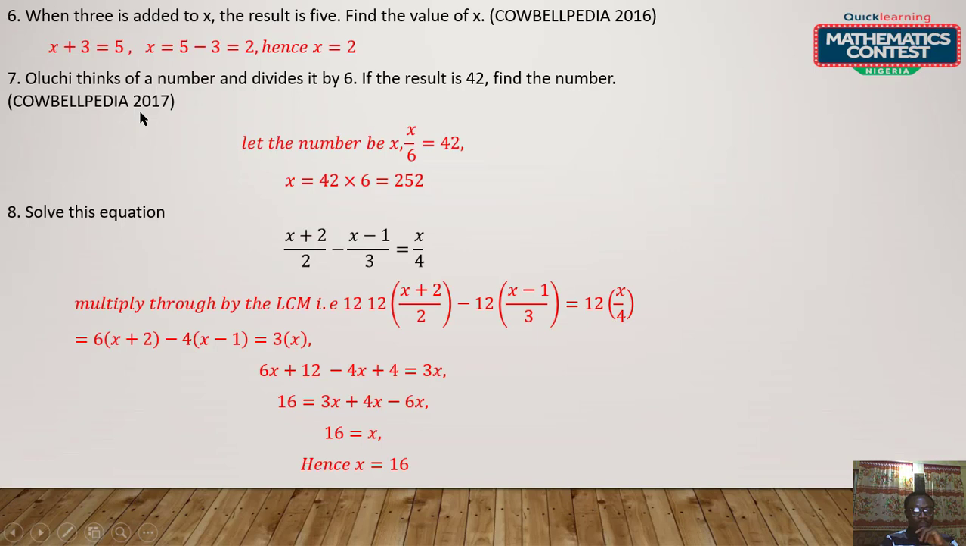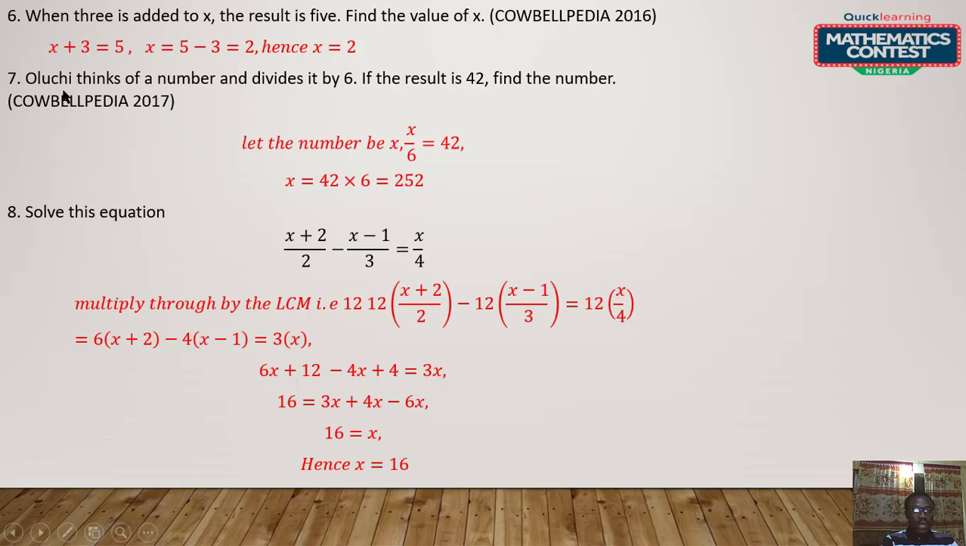Number 6. When 3 is added to x, this x was standing on its own, then 3 was added, the result is 5. Then you give equals to 5. Find the value. So we'll have x equals to 5 minus 3, which is 2. Hence the value is 2.